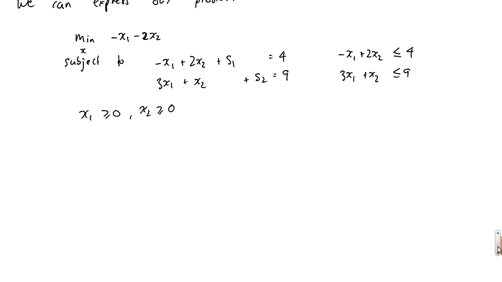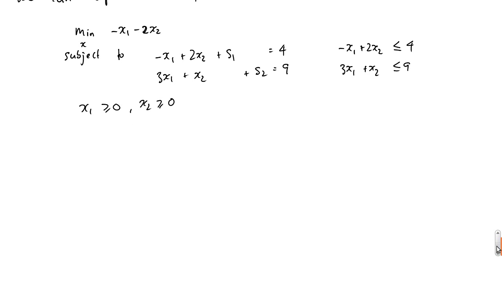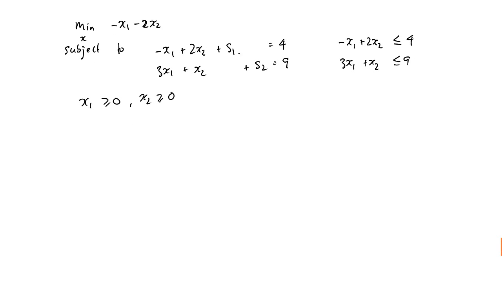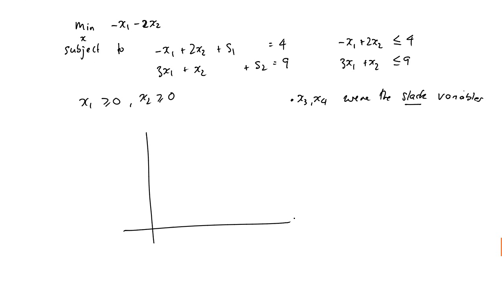Why don't we just have a sketch of what happened in our LP as we solved it? Okay, so x3 and x4 were the slack variables. Okay, so let's just draw up a picture of this LP.